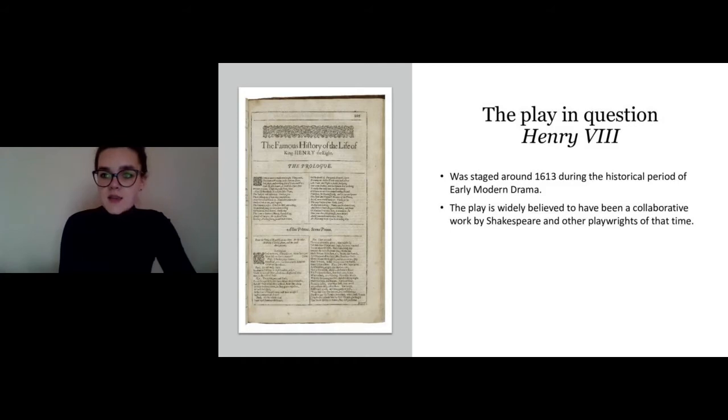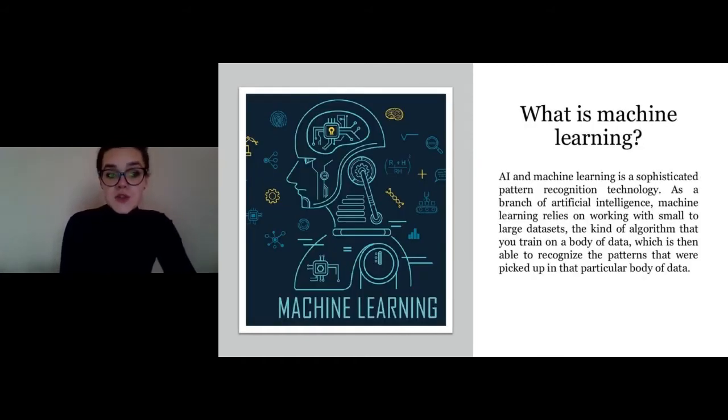So what is exactly this machine learning? Machine learning is a sophisticated pattern recognition technology. As a branch of artificial intelligence, machine learning relies on working with small to large data sets, the kind of algorithm that you train on a body of data, which is then able to recognize the patterns that were picked up in that particular body of data. This has been widely used with images, and the algorithms can also be trained to spot and recognize objects in pictures. This can also be used for speech recognition, but apparently, as this research has shown, it can also be used for something as subtle as style of writing. Not just the words, but the style by which the text is composed.